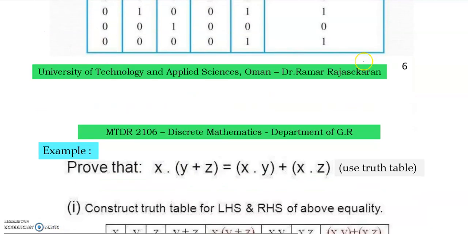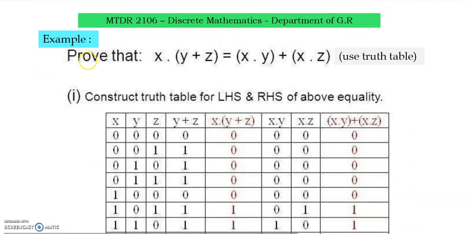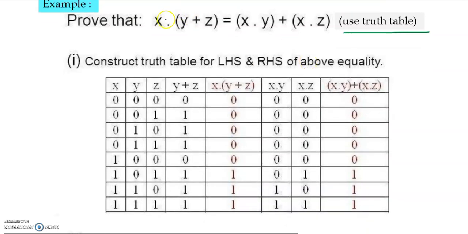That's it. Now we'll see another example. Prove that x dot (y plus z) equals x dot y plus x dot z. What is given? Use the truth table technique to prove this Boolean expression. So now you take LHS and RHS. We have to calculate both values by truth table. Then we have to check whether both are equal, both are equivalent. Then we can conclude that this is the right expression.